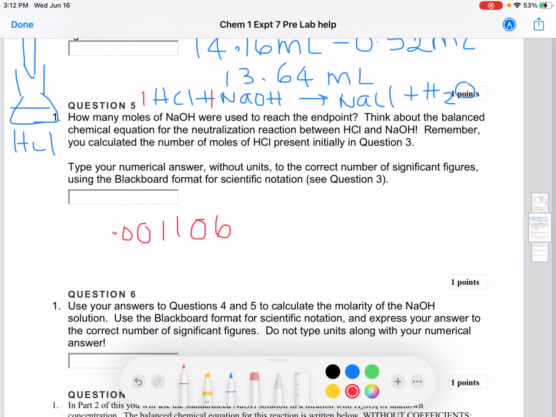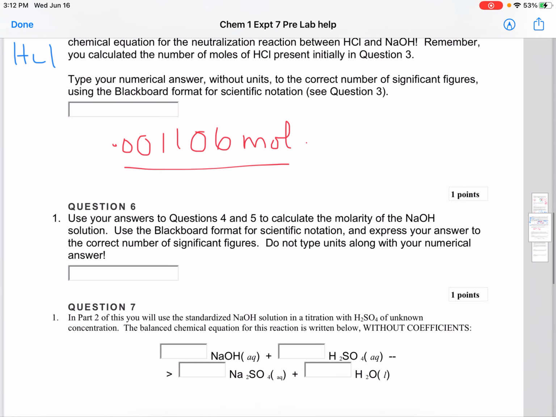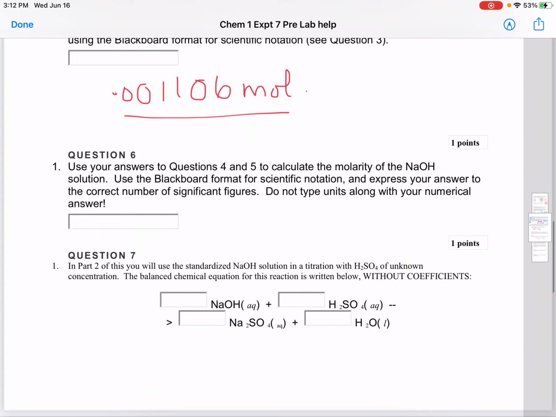Okay. And then the next question: use your answers to questions 4 and 5 to calculate the molarity of the sodium hydroxide solution. So we found here the number of moles, and we also know the volume of sodium hydroxide from question number 4. That's the volume, and this is the number of moles. We are going to now find the molarity. So what is the equation for the molarity? Molarity is moles over volume. So we found the moles 0.001106 and the volume 13.64. So we can now calculate the molarity, right?